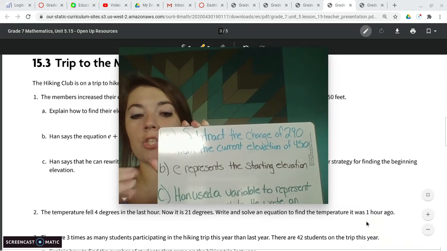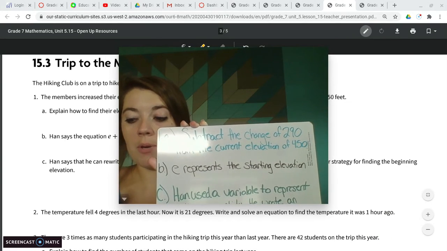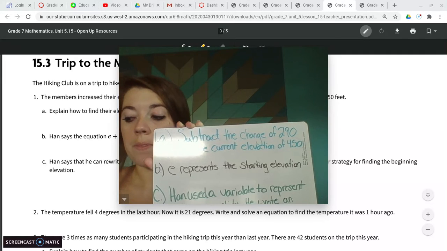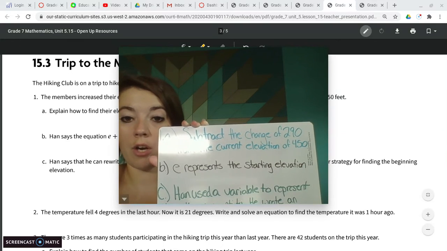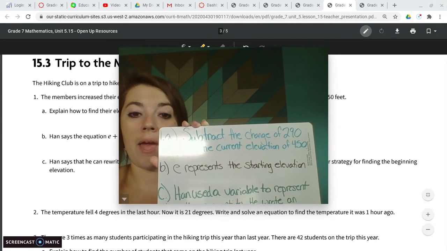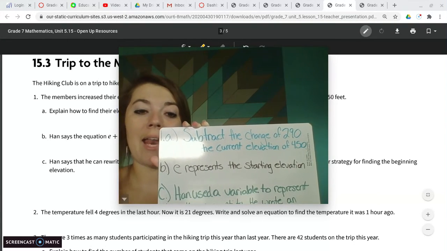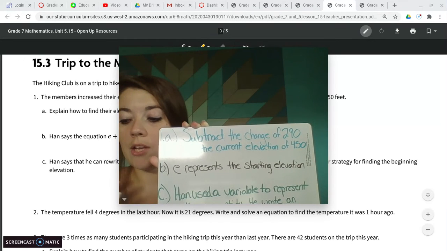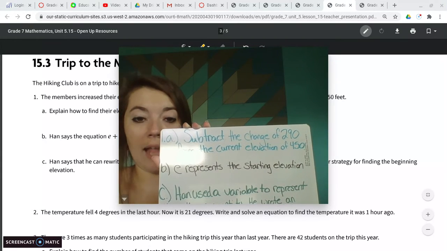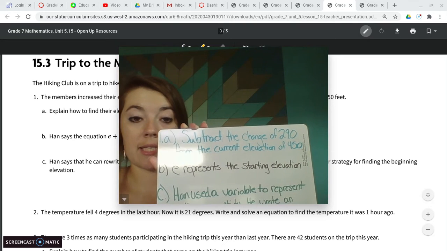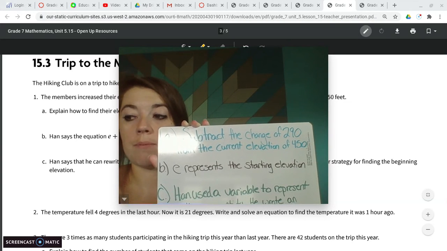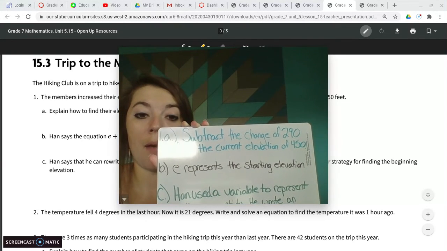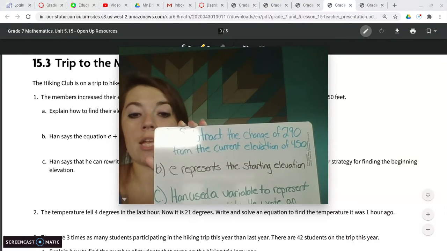Well, E represents the starting elevation because it's telling us the members increased their elevation 290 to be at an elevation of 450. So we don't actually know where they started off. They could have started anywhere and added that 290 to get to the final elevation of 450. It didn't necessarily have to be that exact placement. They didn't start at 0 because they didn't end up at 290. It was just that's the change that they had.